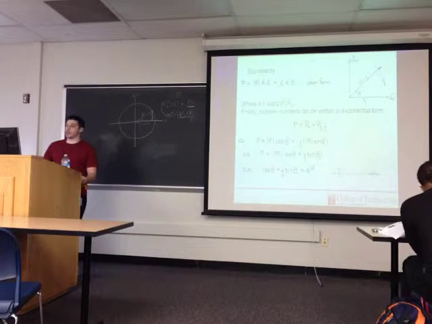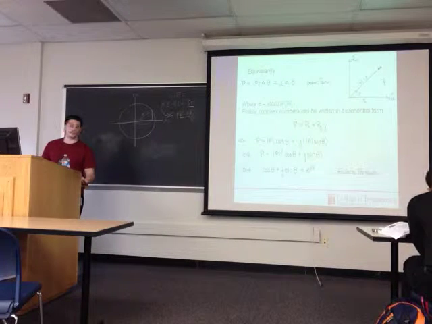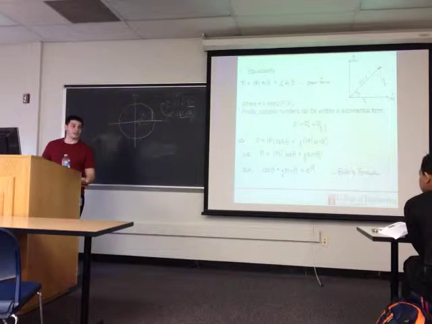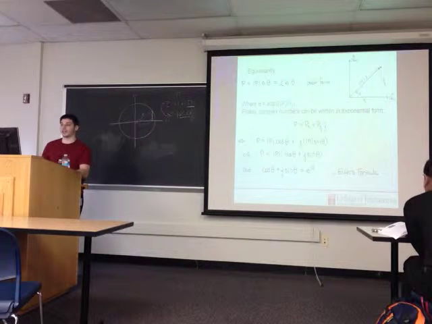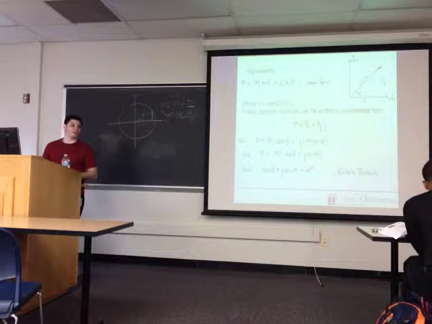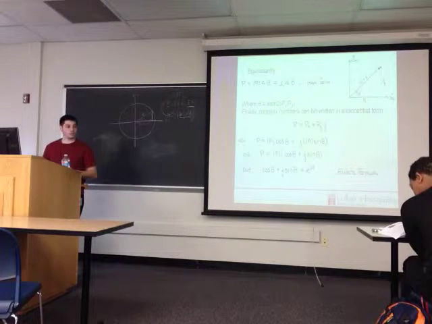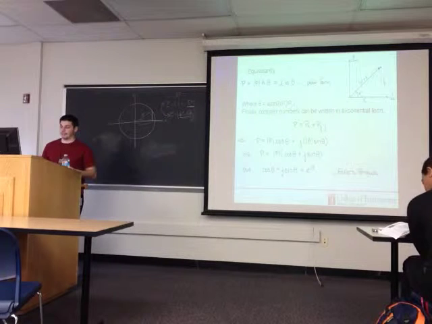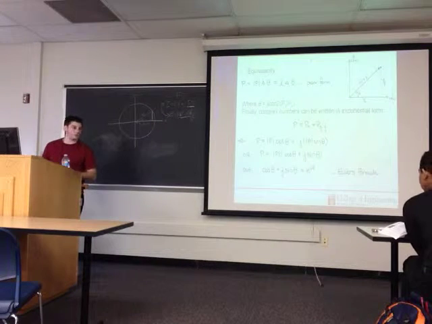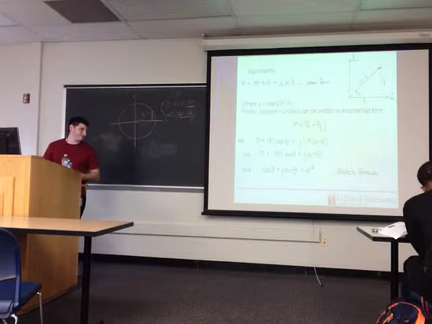The reason why they call it exponential is because the cosine of an angle plus j sine of the angle is an exponential of that angle. And this is known as Euler's formula, which we use a lot in signal processing. Euler's.